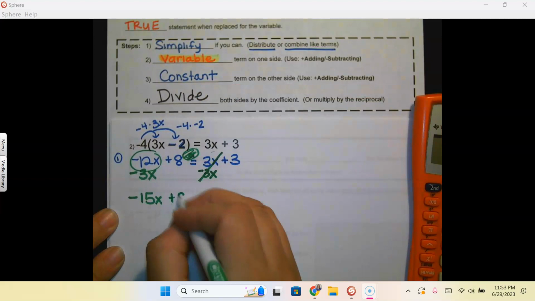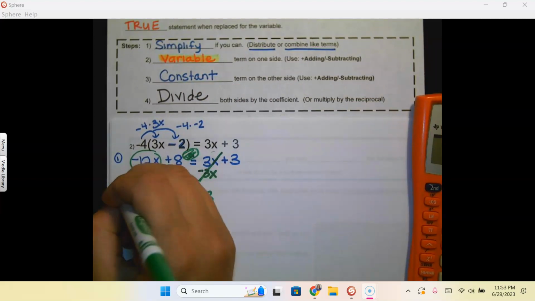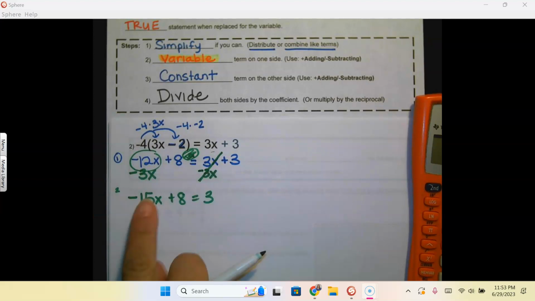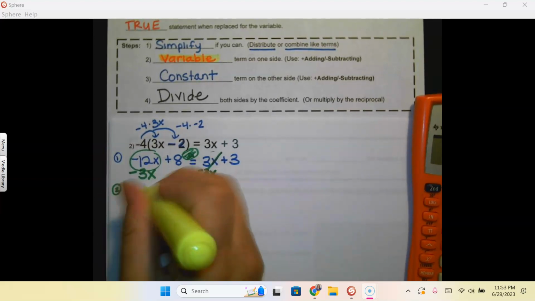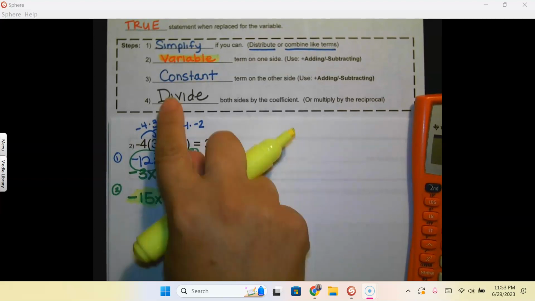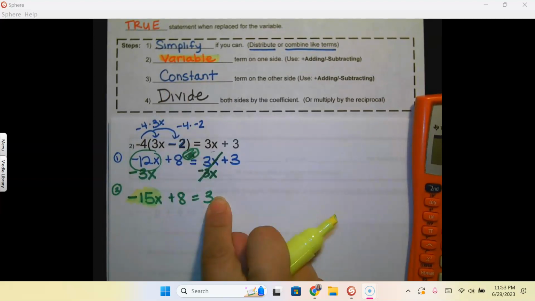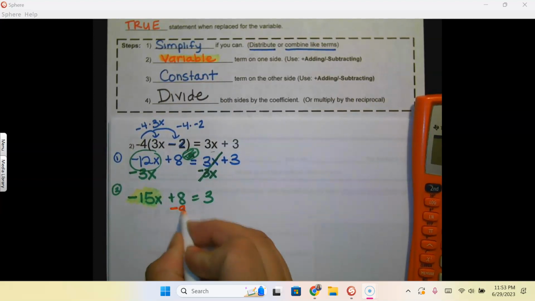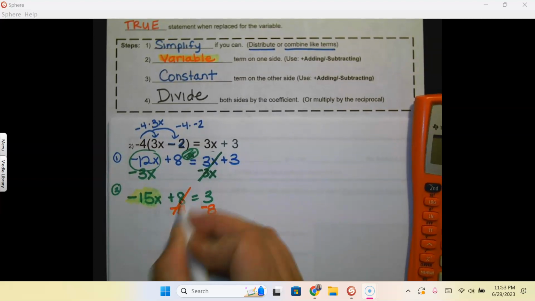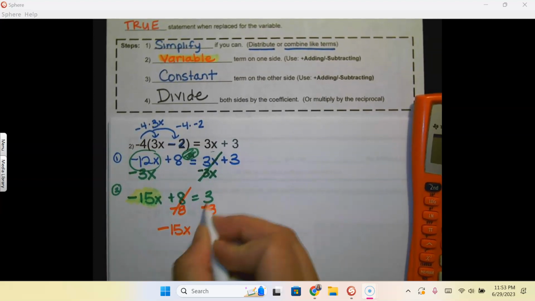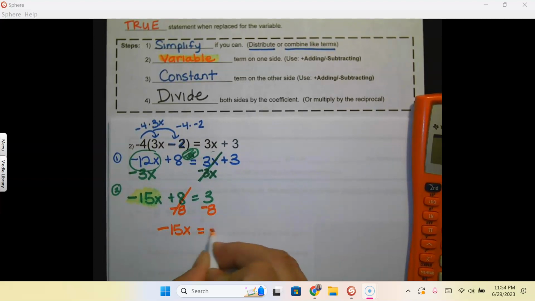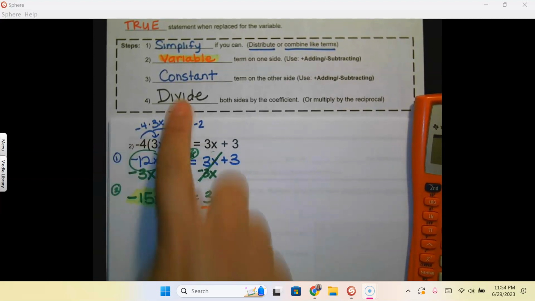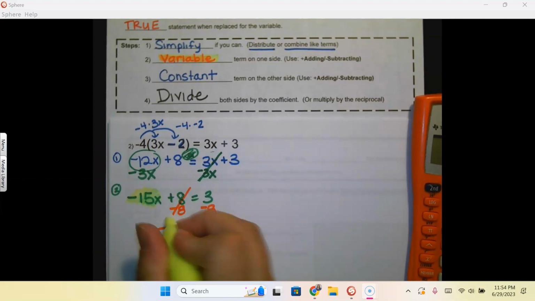So then we're going to bring down our 8 and our 3. So that was step 2, we want to have one x. And then the next part of step 2 is we want this variable all by itself. So step 3 is we want this constant on the other side. So we need to get rid of the +8. So we're going to subtract 8 from both sides so that this would make 0. And then 3 minus 8 is -5. And then the very last step, when we have the variable all by itself.